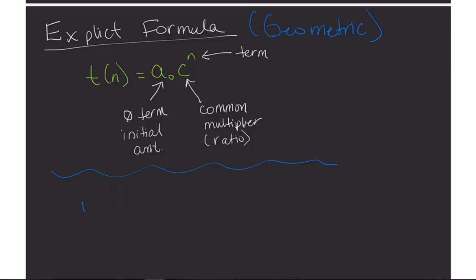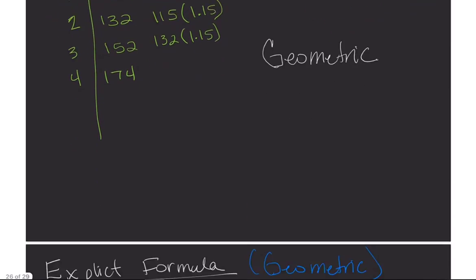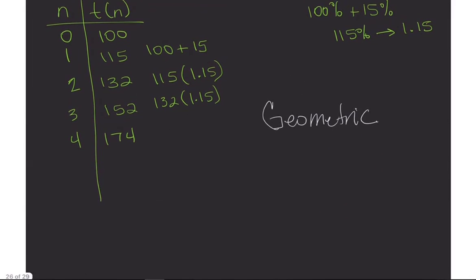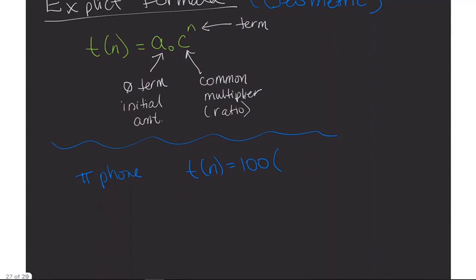So when we look at our pi phone problem, let's see if we can come up with an equation or a formula. So we know we got a sequence, so we got T of n. So our initial amount, or that 0 term, right, we said was 100 because we started with 100 phones. And then in parentheses, I'm going to put my common multiplier. So what was the common multiplier that we went through and multiplied by? Yep, 1.15. And we're going to raise that to the nth, right? Depending on what n we want to look at.